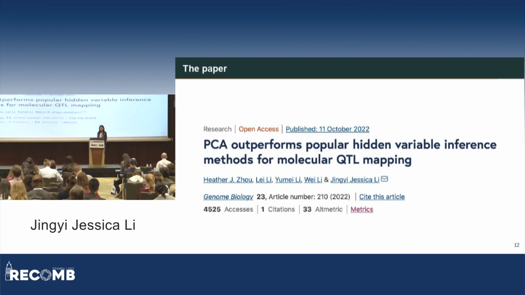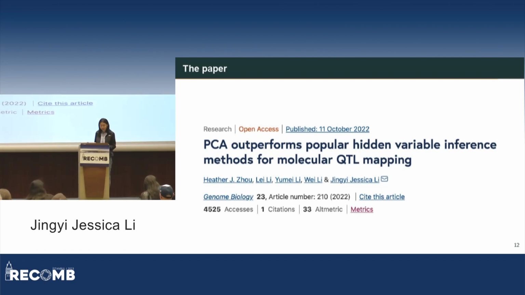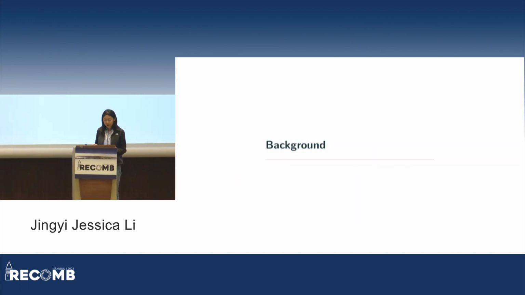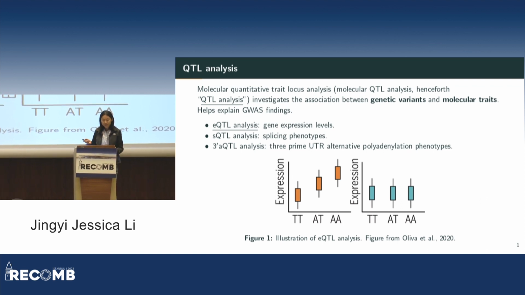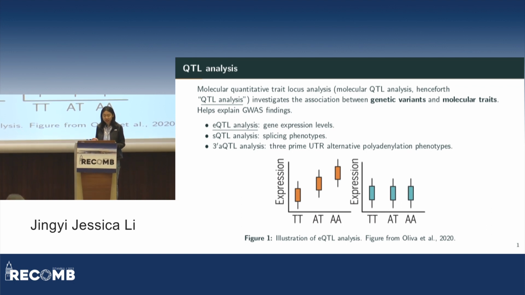So in this work, we want to study the hidden variable inference problem in molecular QTL mapping. As a background, what is QTL analysis? This is a traditional term traced many years back, but in the current setting, we refer to molecular QTL, which means that the trait is a molecular trait, such as gene expression. And we want to study the association between a genetic variant, for example, a SNP, and a molecular trait like a gene's expression. This is commonly referred to as eQTL analysis, with E standing for expression.